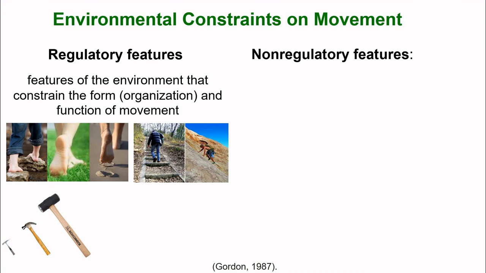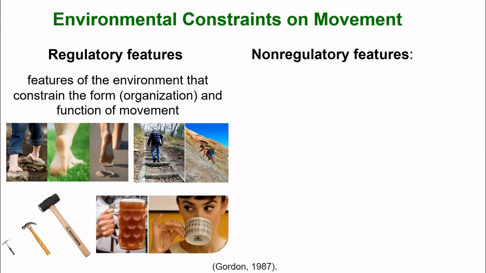Here we see different tools that place different demands on how they can be manipulated. Similarly, here we see different mugs that have different features that differently constrain how they can be acted upon. In all of these cases, we're seeing that the characteristics of the environment are forcing the body to act in a particular way in order to interact with that part of the world.